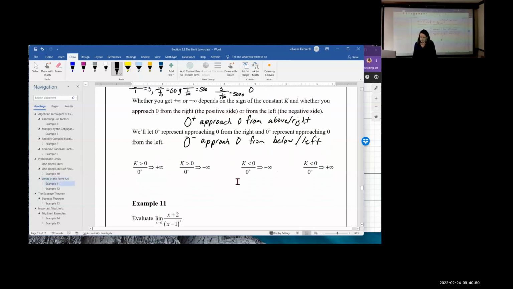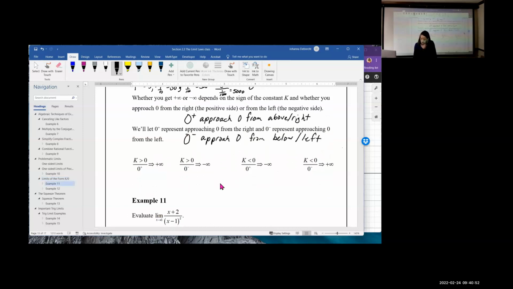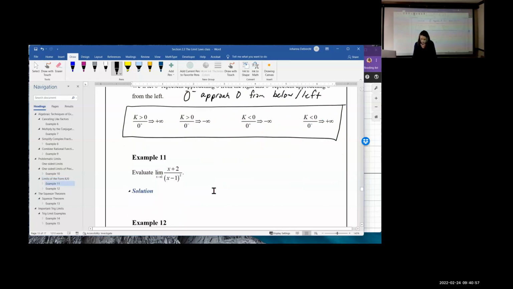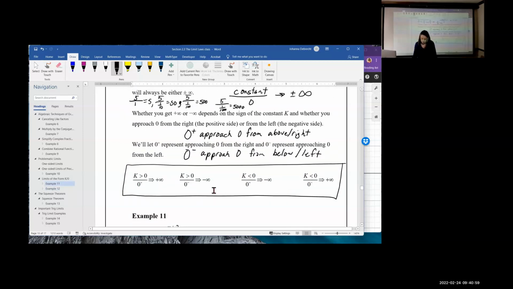And that gives us some different values to think about, which are right here. Box these up so we can think about them. When we're looking at these, what happens? Well, what if the constant is positive? All right, k is greater than 0. And I'm approaching 0 from fractions that are above 0. So 1/10, 1/100, 1/1,000, 1/10,000, 1/100,000. Then I have a positive over a positive, so it goes to positive infinity.